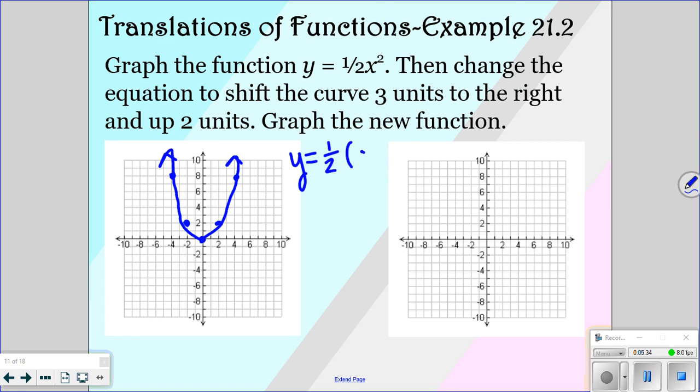So instead of it just being x squared, it's going to be x plus or minus a number. So we're going to the right by 3, so that's going to be minus 3. And we're going up by 2, so plus 2. So again, we're just going to shift our starting point. Instead of starting at the origin, we're going to go to the right 3 and up 2.